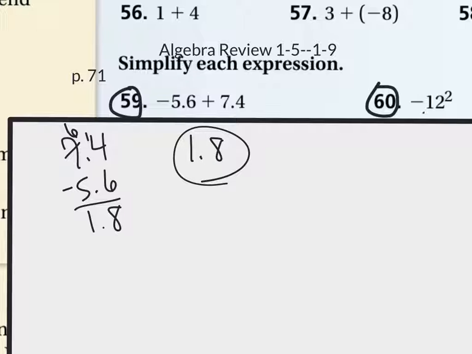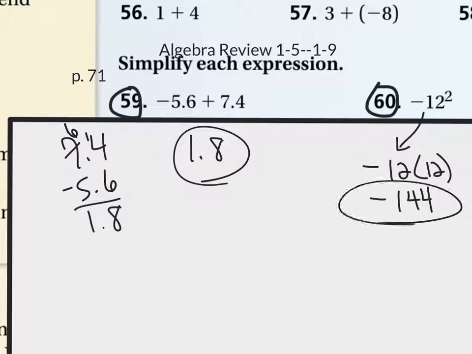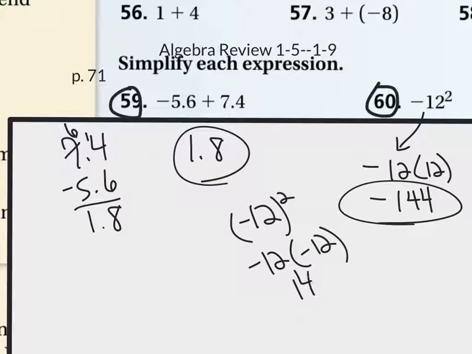Number 60, we got to be careful on this one. That negative out in front, we just bring that down. 12 squared means 12 times 12. 12 times 12 is 144. The negative just comes down with it, and our answer is negative 144. And that's different than if we would have had negative 12 in parentheses. That would have said negative 12 times negative 12, which would have been a positive 144.